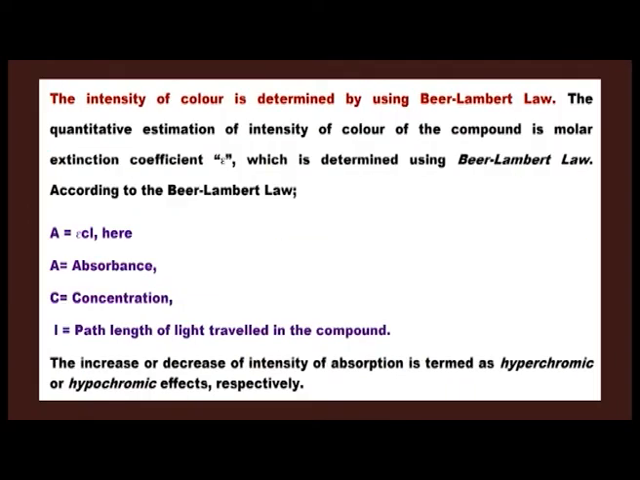The intensity of color is determined by using Beer-Lambert's law. The quantitative estimation of intensity of color of the compound is the molar extinction coefficient epsilon, which is determined by using the Beer-Lambert law. According to this law, A is equal to epsilon C l. Here A is absorbance, C is concentration, and l is the path length of light travelled in the compound. The increase or decrease of the intensity of absorption is termed as hyperchromic or hypochromic effects.